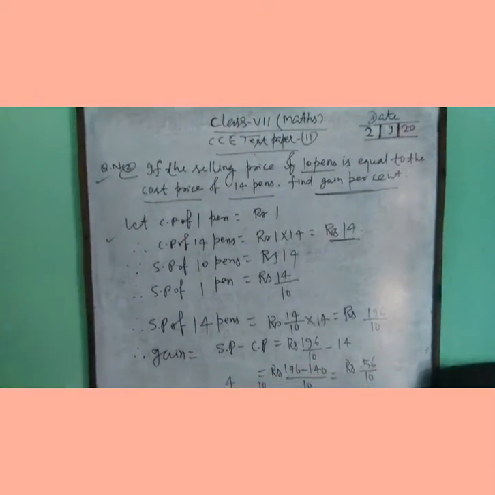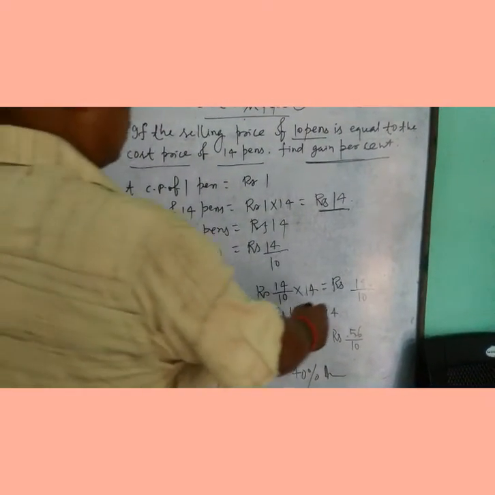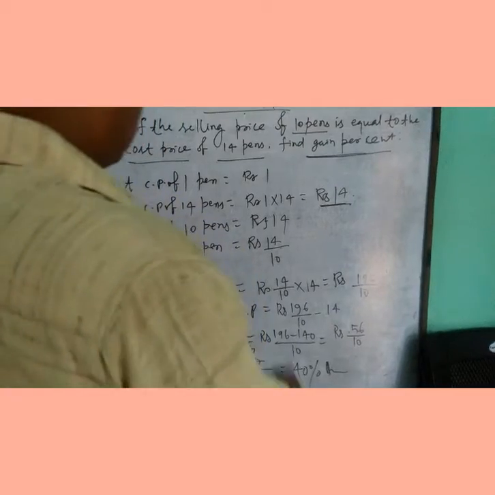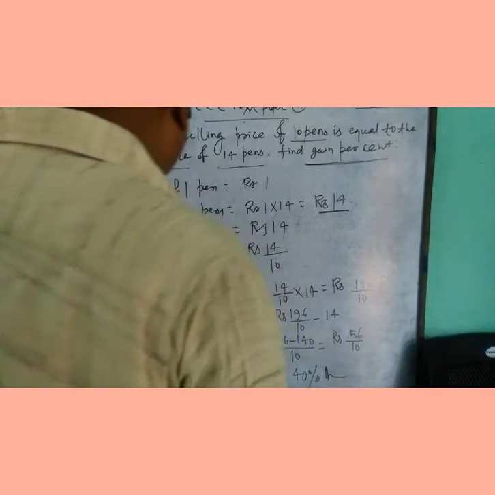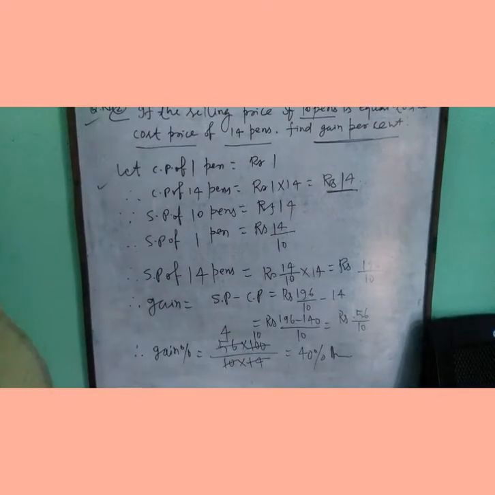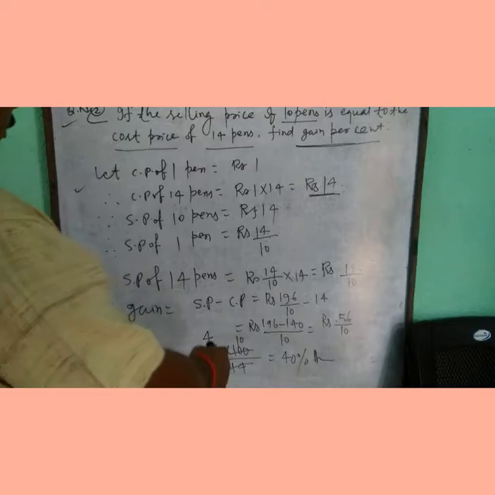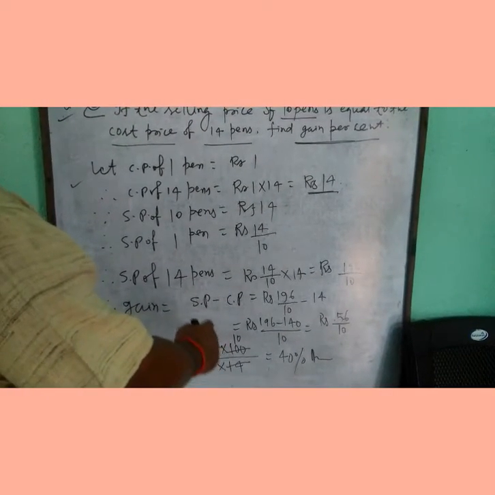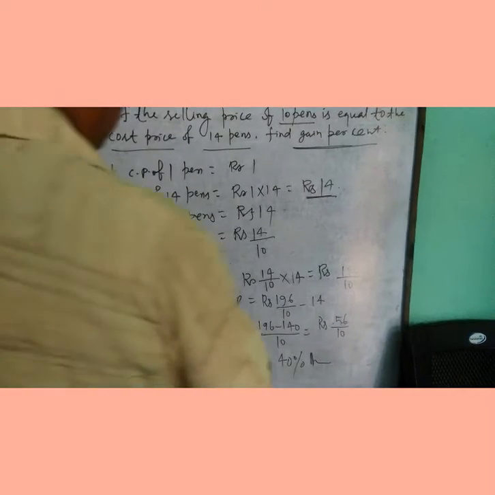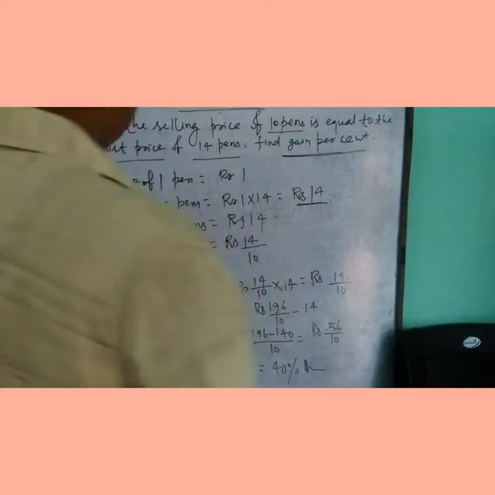Therefore gain is equal to SP minus CP is equal to Rs 196 by 10 minus 14. Therefore Rs 196 minus 140 by 10 is equal to Rs 56 by 10. The gain percent is equal to gain multiply 100 by CP is equal to 56 multiply 100 by 10 multiply 14. 10 is 100, 14 4 is 56, 10 4 is 40, is equal to 40%. Answer.